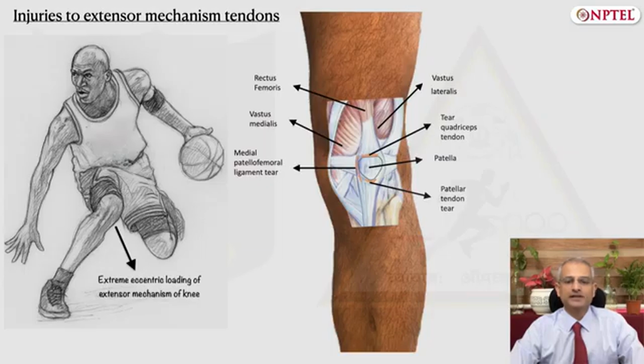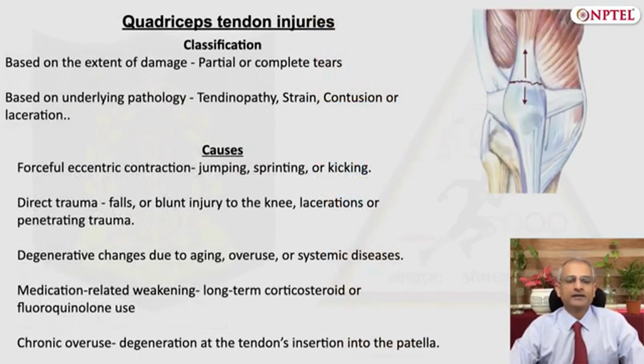Sometimes direct trauma to the anterior aspect of the knee can also result in these injuries. The quadriceps and patellar tendon injuries can be classified based on the severity of damage to the tendon as partial or complete tears. Partial tears, as the name suggests, mean only a few fibers are damaged, and complete means the whole tendon is damaged. Complete tears result in significant disability, that is, loss of extension of the knee, and generally require surgery, whereas partial tears can be managed non-operatively.